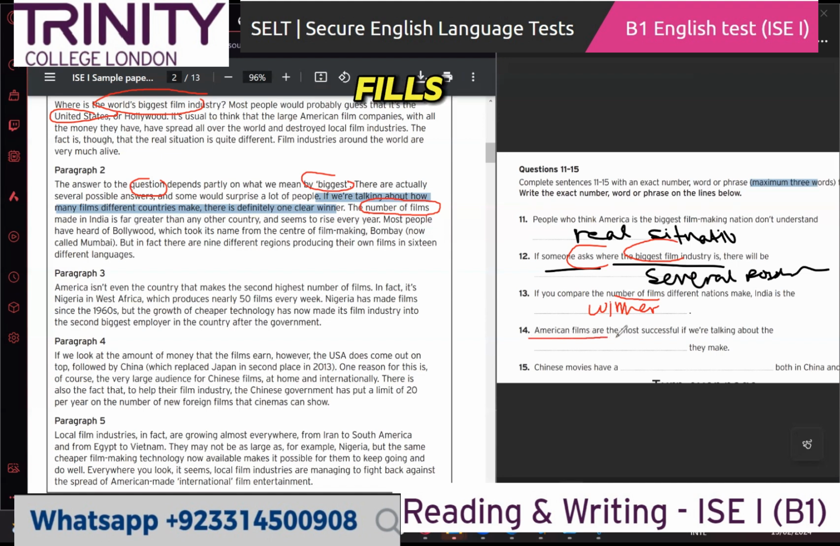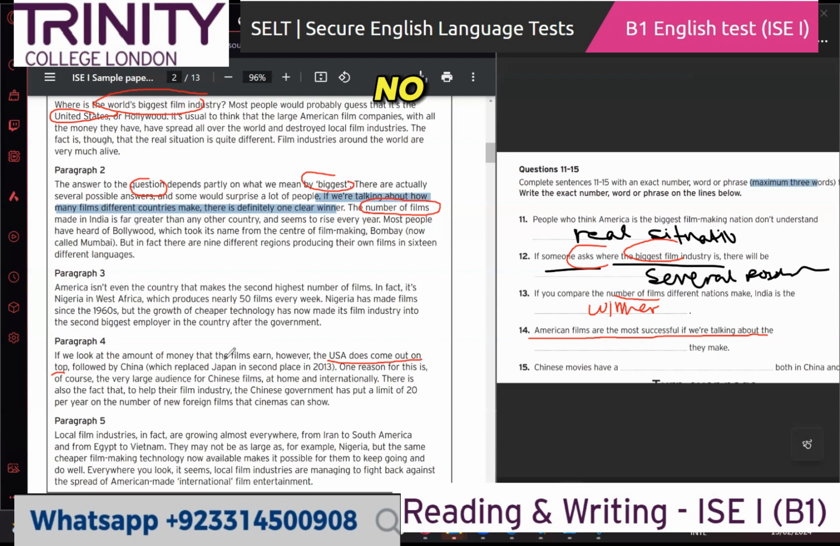American films are the most successful if you're talking about successful, okay, if we're talking about most, US does come out on top. This means that USA is on top. Okay, this is the paragraph that refers to it. American films are the most successful if you're talking about the blank. If you're talking about what?